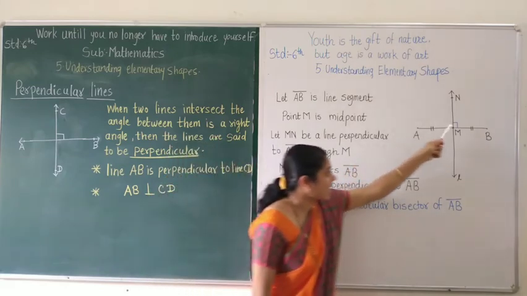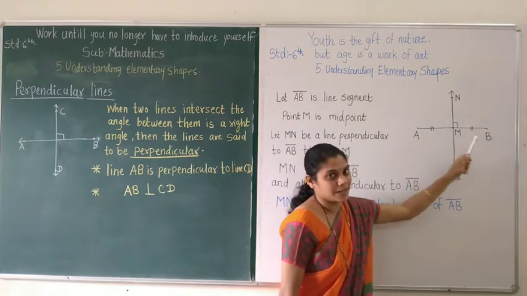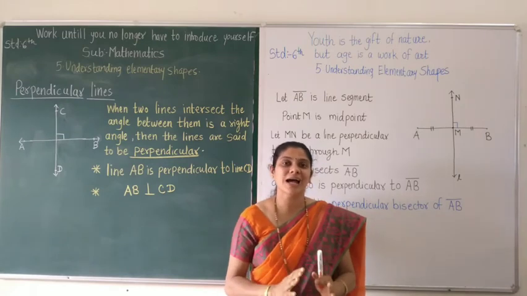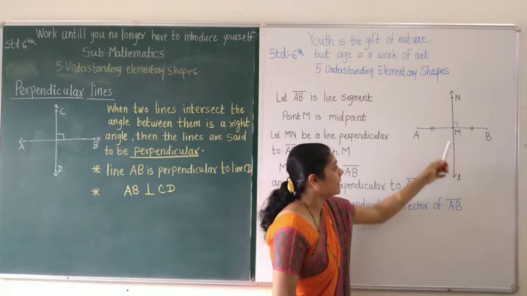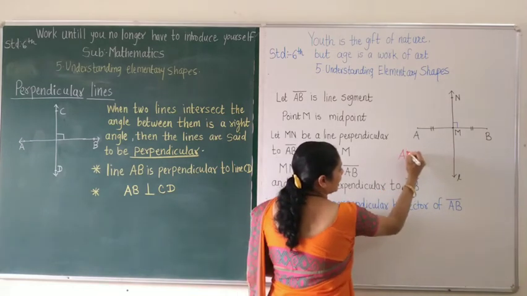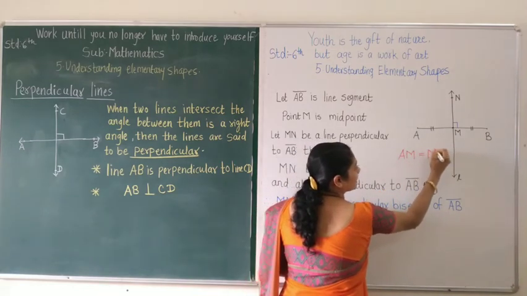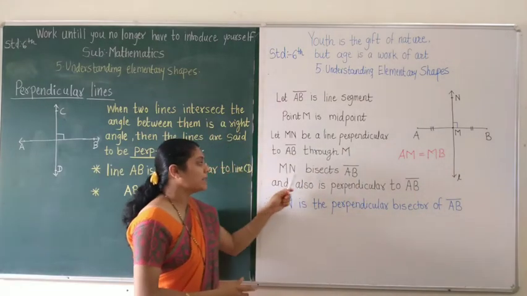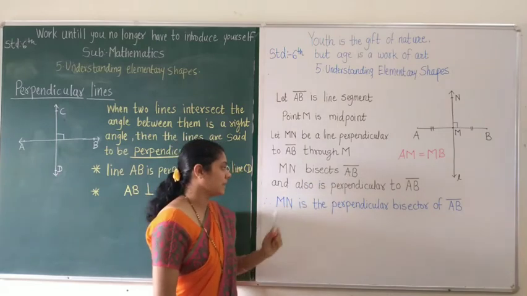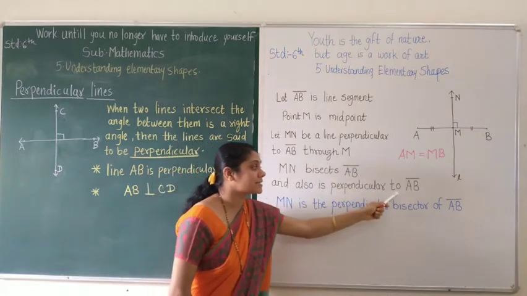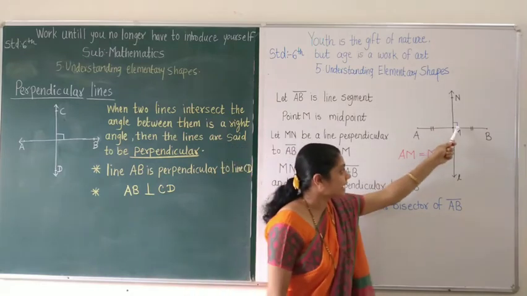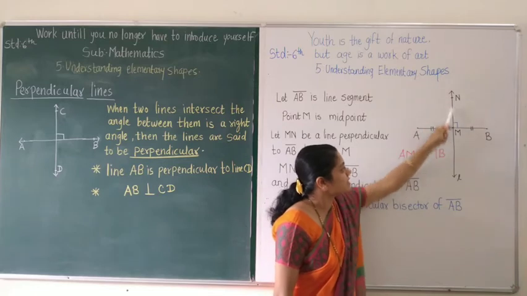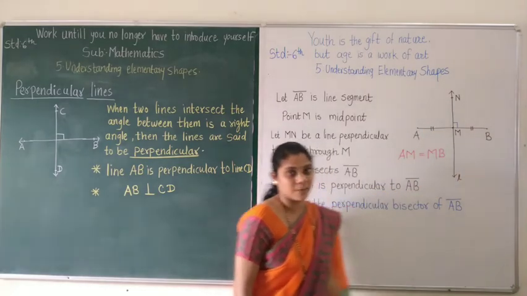Okay. So M bisects line segment AB. That means it makes two equal parts, two parts which have the same measurement. So AM is equal to MB. That means the measurements of these two parts are the same. So MN bisects line segment AB and is also perpendicular to segment AB. At point M we can see that there is a right angle. So we say MN is perpendicular to line segment AB.